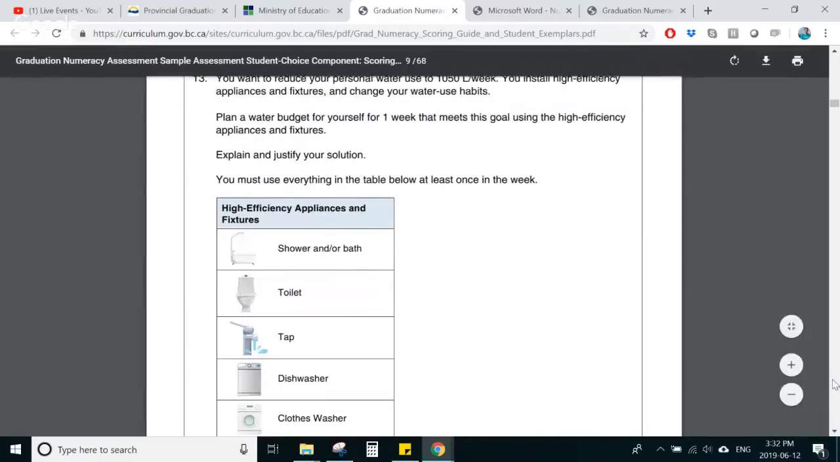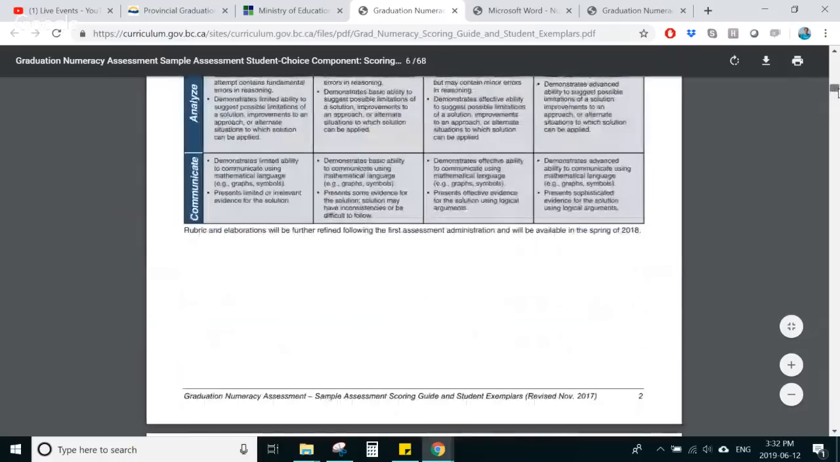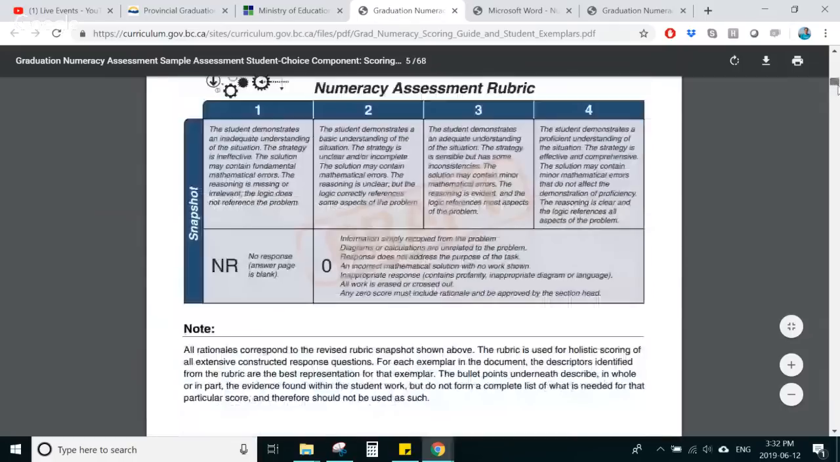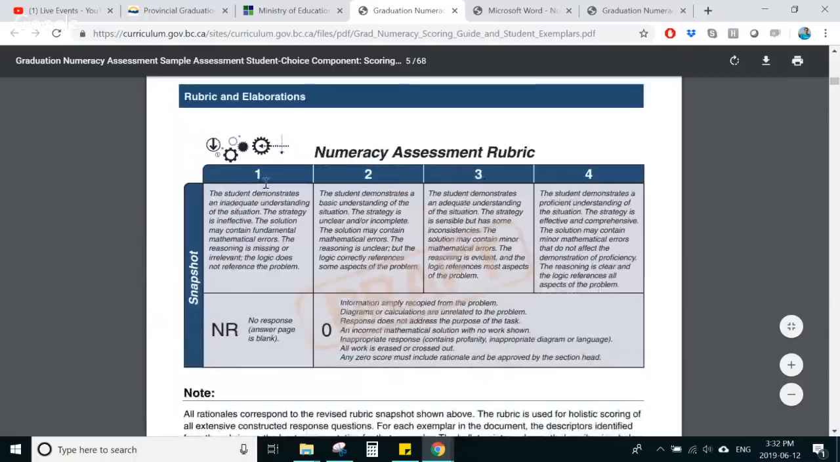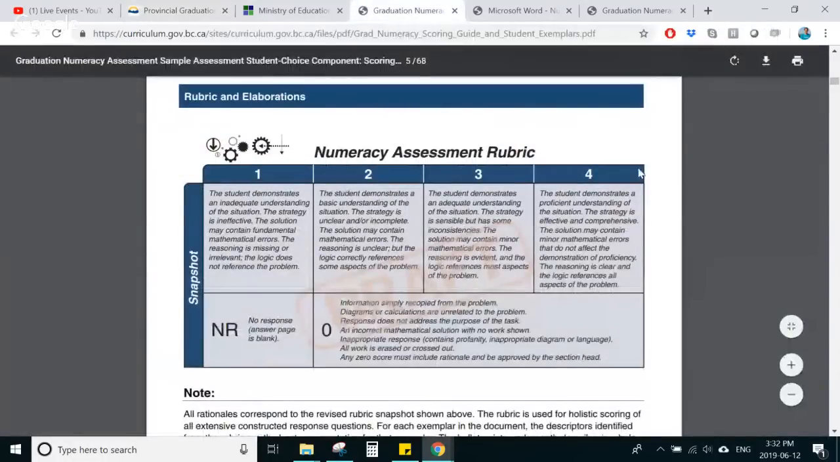And I want to address how these exams are marked in the first place here. They're not marked as a percentage based on how many you get correct. They're marked holistically. Your mark is going to be a mark out of 4. So the rubric is available, and I'm going to head back to this page to show you where I'm coming from. In the sample GNA tab, there's something that says marking guide and student exemplars. So I've clicked on that, and it brings me to this page. I scrolled down a little bit here, and you're marked out of 4, 4 being the highest level of achievement, and 1 being the lowest level of achievement. You can also get a no response or a 0.